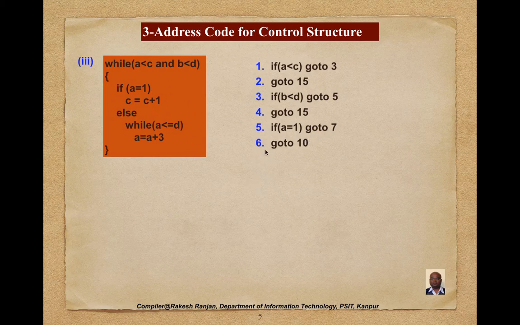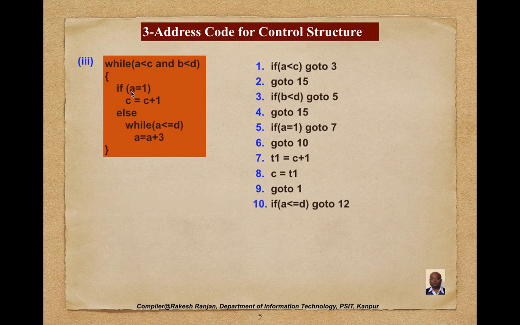If a equal to 1, go to 7, otherwise go to 10. Next I am writing t1 equal to c plus 1, since this line is here. Then we can write c equal to t2, so that the c can be updated. And now the else part should be implemented because of this part.